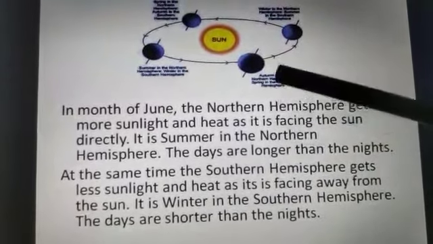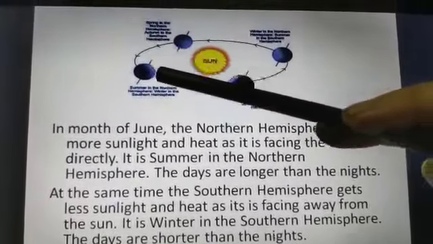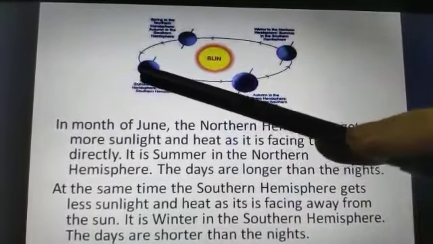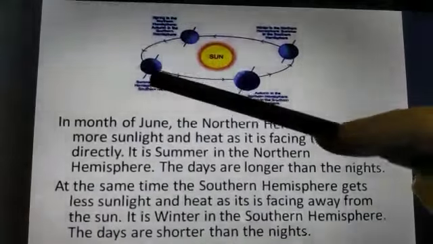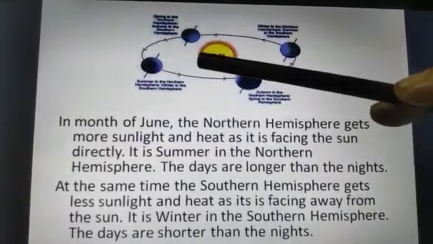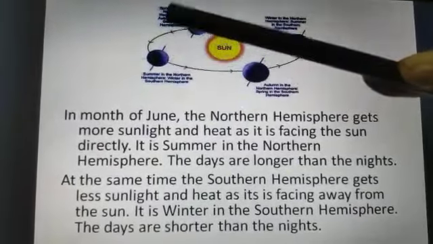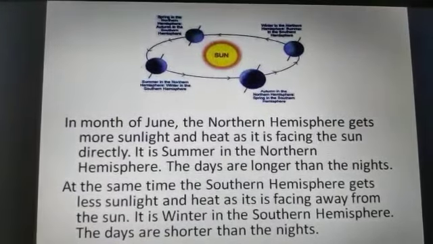Always remember, whichever hemisphere is nearer to the sun will get more sunlight, and whichever is not nearer to the sun is not getting direct sunlight, so there will be cold. And the other side, which is nearer to the sun, that means more sunlight they are getting, they are having hot days. Hot days means summer days. Is it clear to you?